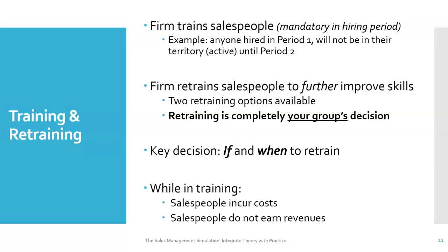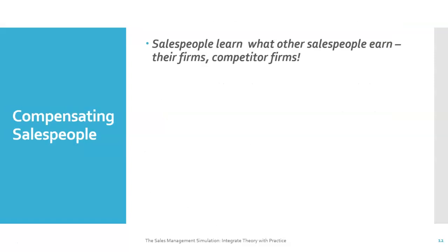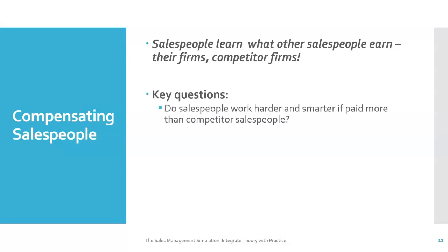So those are things to think about, you can see there. Compensation. Key things to think about: do salespeople work harder and smarter if paid more than competitors? How are you going to know what your competitors are paying? Who are your competitors? Well, your competitors are the other groups in your industry, in your class. So how are you going to know that? Back to market research.